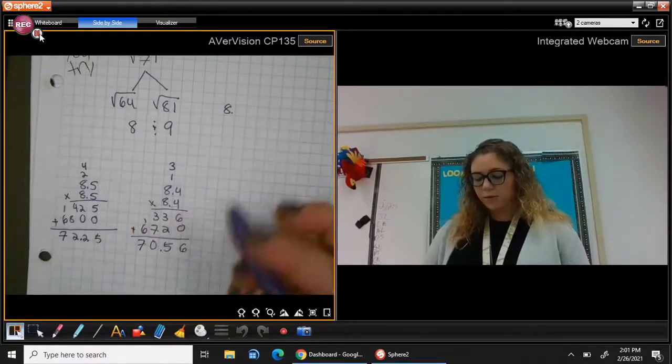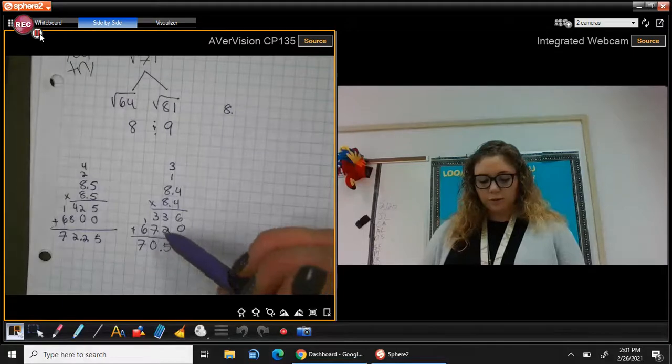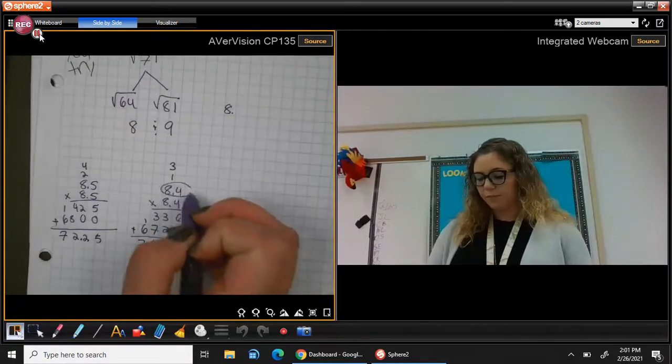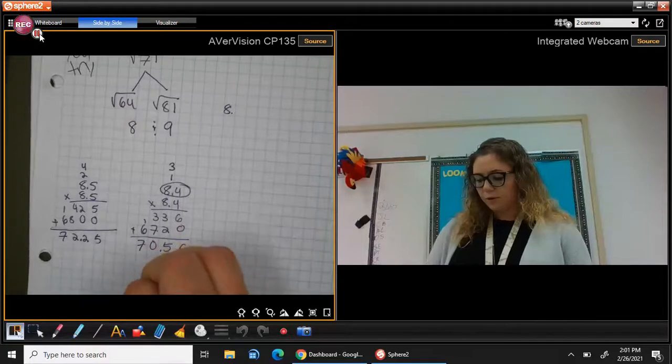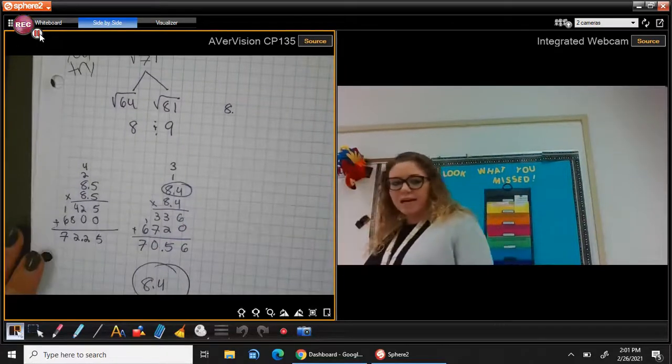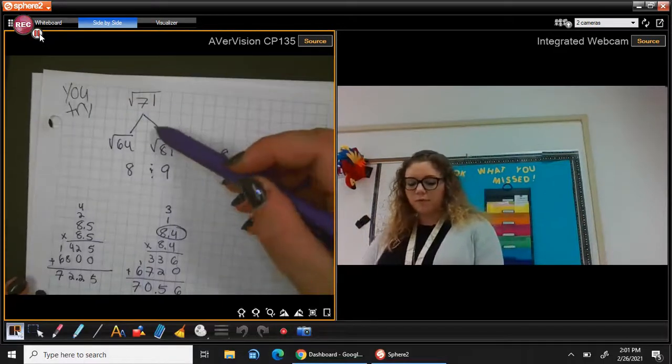Okay, so which one is closer to 71? It's going to be 8.4. So that's going to be my answer, 8.4. Okay, that is my estimate of the square root of 71.